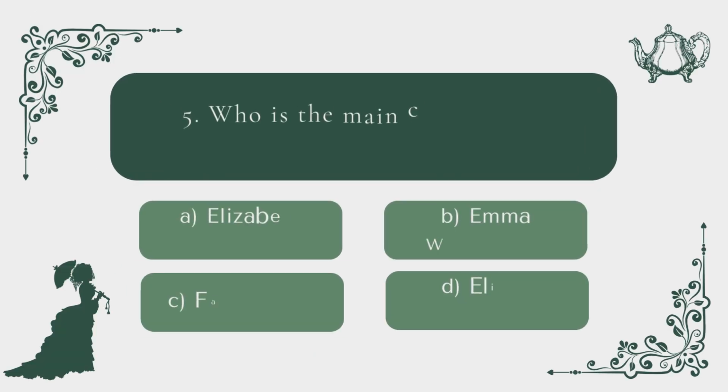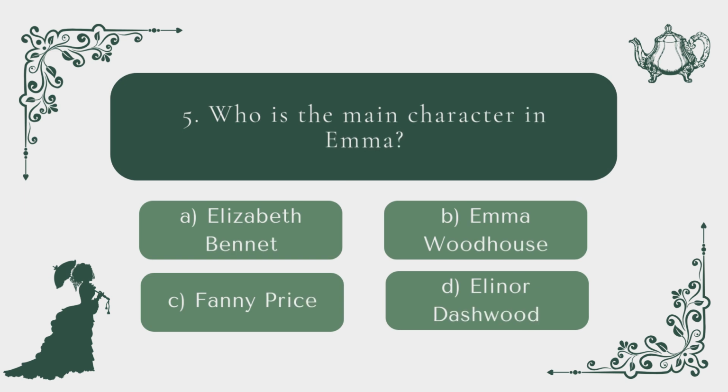Who is the main character in Emma? A. Elizabeth Bennet. B. Emma Woodhouse. C. Fanny Price. D. Eleanor Dashwood.